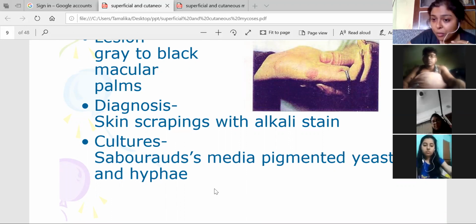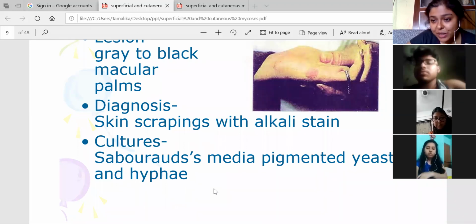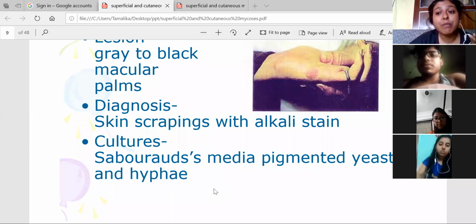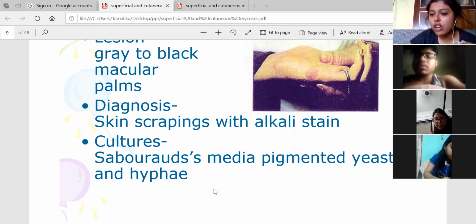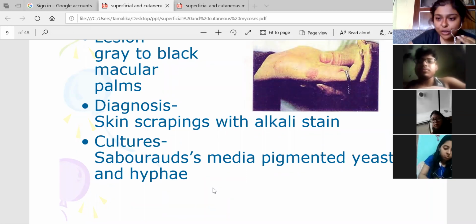So I told you that Sabouraud's medium, we always use SDA for isolation of yeast. So SDA can isolate some of the deadly pathogenic yeast. So one has to take huge precaution while using this medium. Am I clear or not?